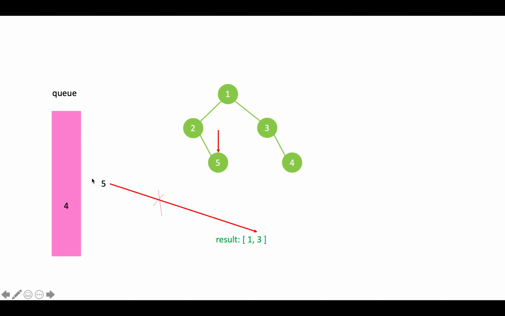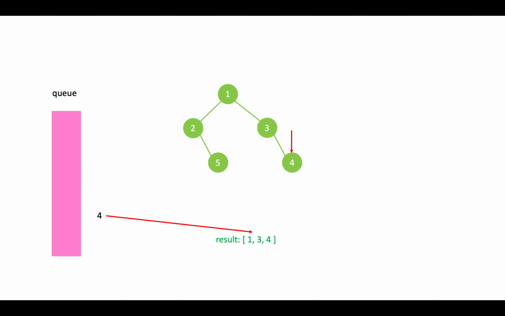Firstly, we dequeue the front node of the queue, which is 5, and 5 is not the last node of this level, so we do not need to put 5 into our result. We check whether it has subtrees. No, it does not have subtrees, so we are done here. So we dequeue 4 next. We dequeue 4, and 4 is the last node of this level, so we put 4 into our result.